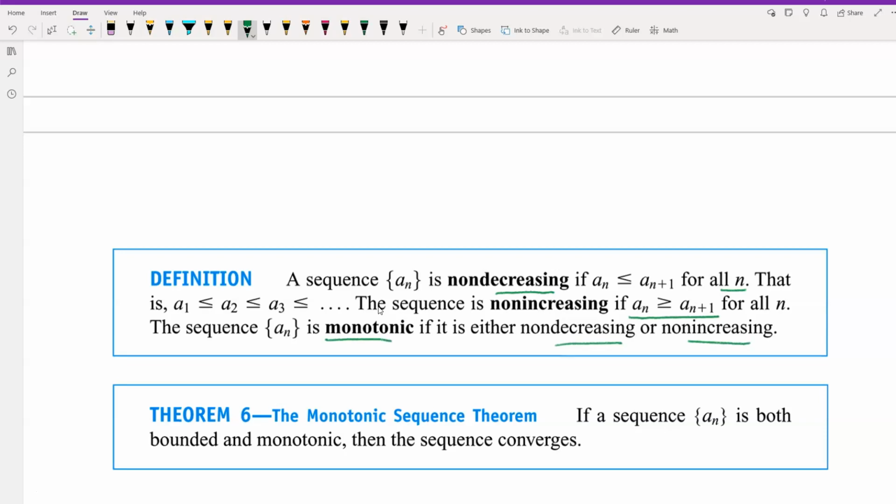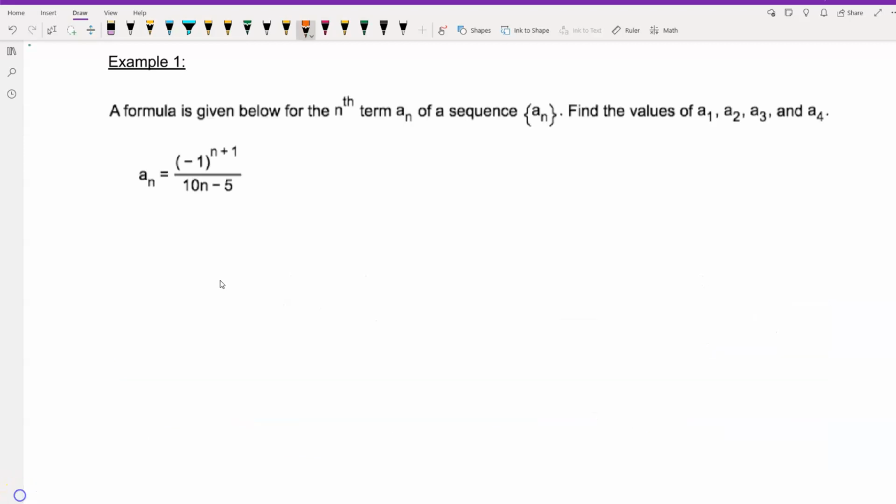Theorem 6, the monotonic sequence theorem. If a sequence a_n is both bounded and monotonic, then the sequence converges. Example: a formula is given below for the nth term a_n of a sequence. Find the values of a_1, a_2, a_3, and a_4. What we have here for a_n is (-1)^(n+1) divided by 10n minus 5.